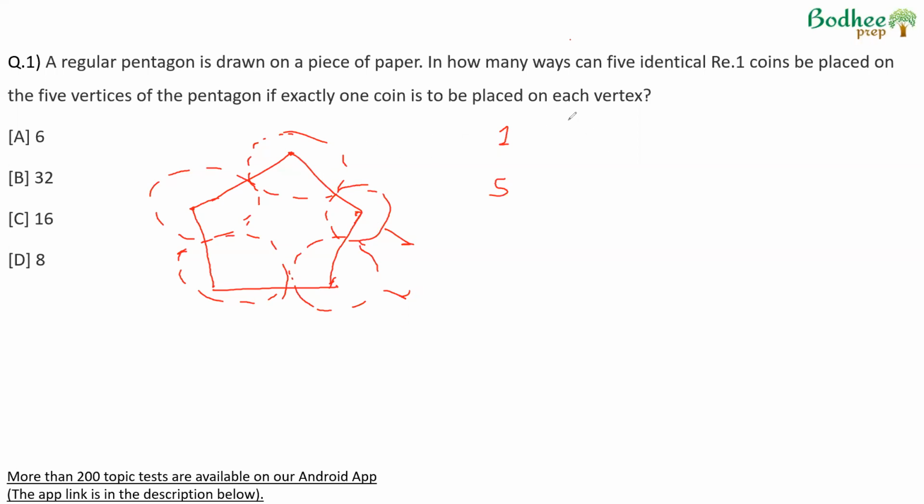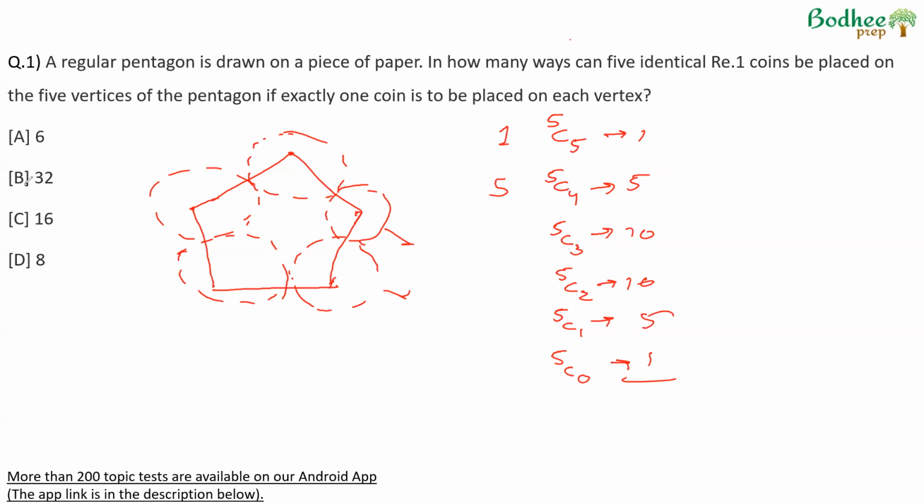So what I'm saying is, in the first case, all 5 coins out of 5 are centered on the vertex. In the second case, I'm taking out any one, so 4 out of 5, which can be done in 5C4 ways, are centered on the vertex. Or 3 out of 5, or 2 out of 5, or any one coin is centered on the vertex. The last case will be none of the coins centered on the vertex. As we move the coins, there will be different arrangements. And therefore, the total number of arrangements will be 5C5, which is 1, 5C4, which will be 5, 10, 10, 5, and 1. Hence, a total of 32 arrangements are possible.